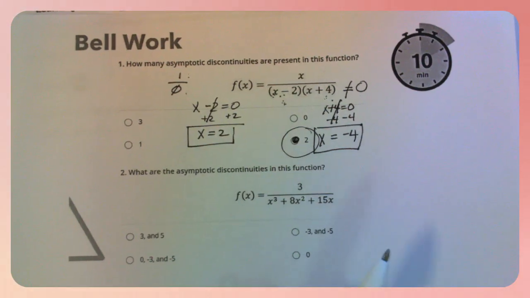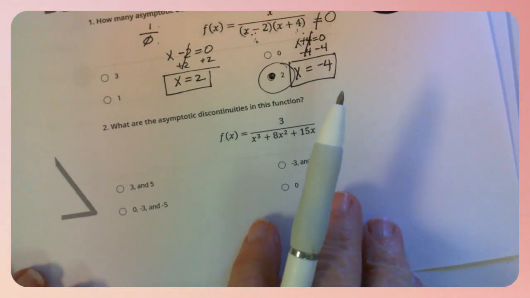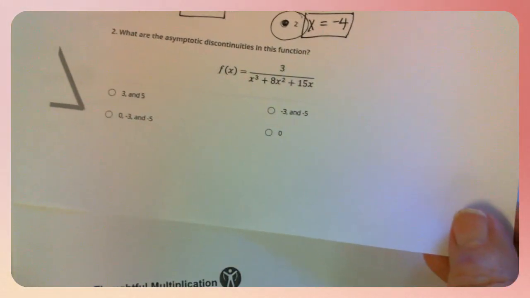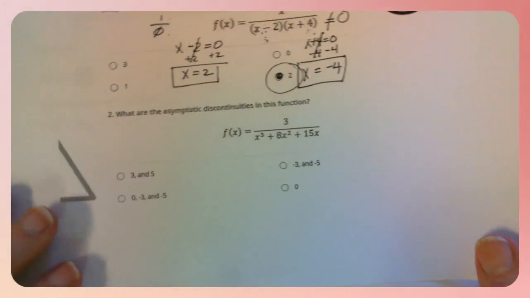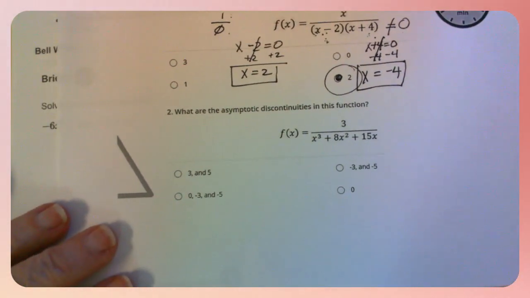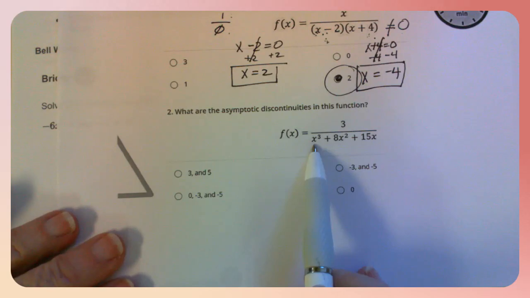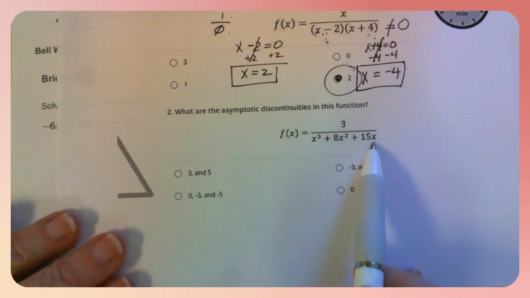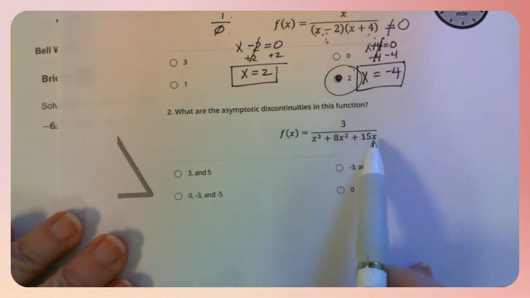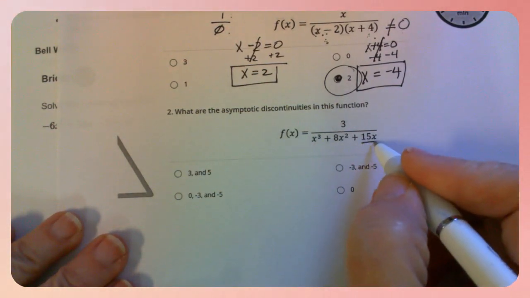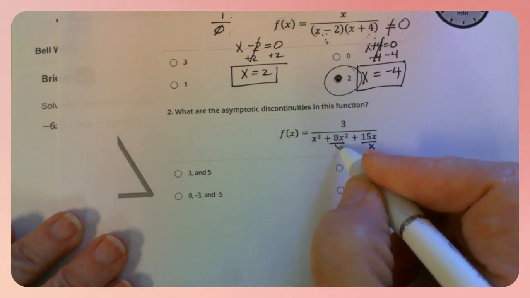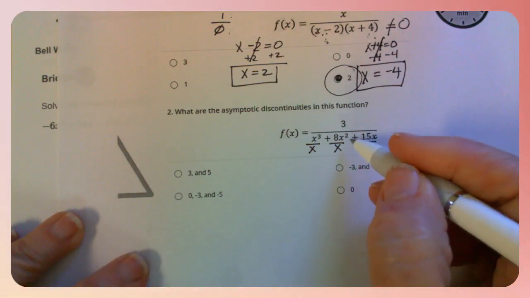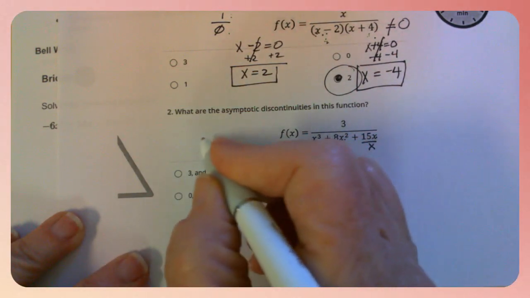All right, looking at the second part. Make sure that we can see it. All right, this time the denominator is not factored. So we need to look at these 3 terms and see what they have in common. They all have an x in them, so I'm going to factor out an x. The least common multiple, x, x, and x. So we're going to divide an x out.